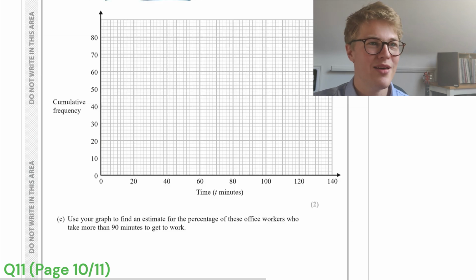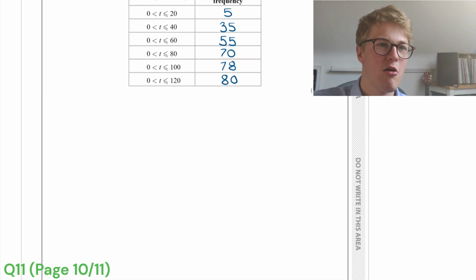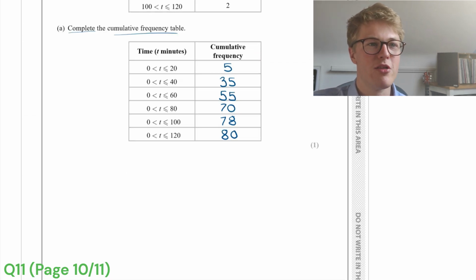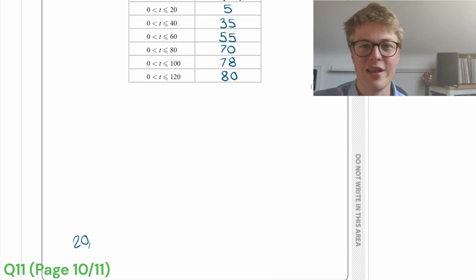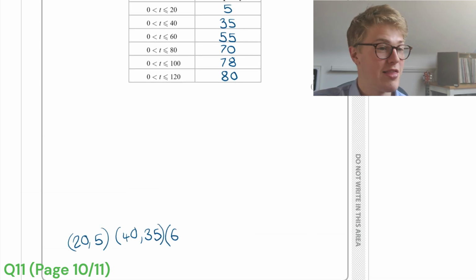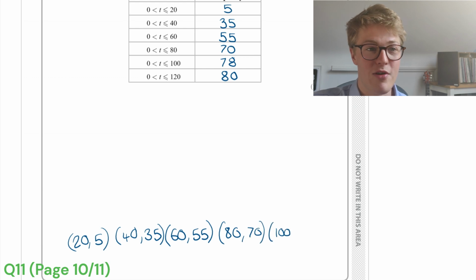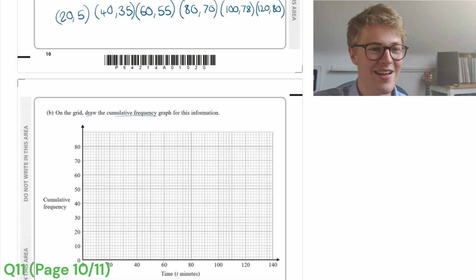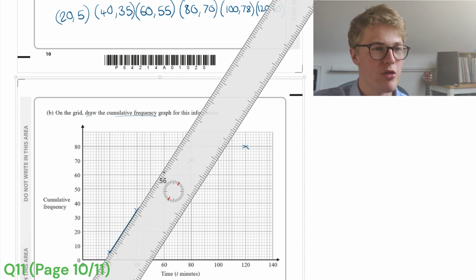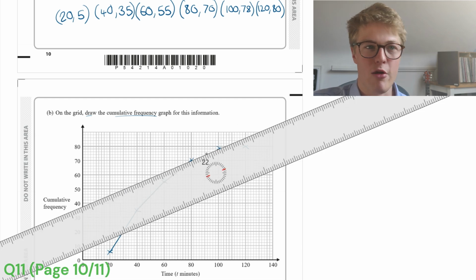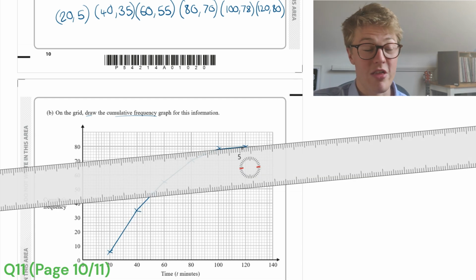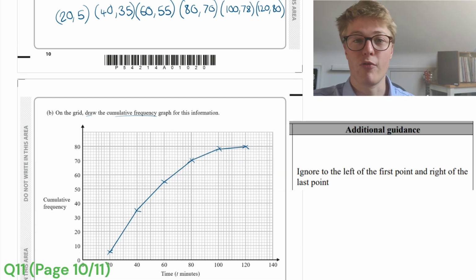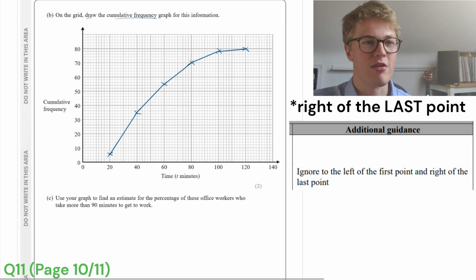Now moving on to part B. On the grid, draw the cumulative frequency graph for this information. So what we need to do is write out all of our points that we're going to need for this graph. So we've got 25, 40, 35, 60, 55, 80, 70, 178, and 120 and 80. So we plot all of these points on our graph, and then we just join them all up using straight lines. And you don't need to worry about 0, 0 or going past, because it says in the mark scheme, ignore the left of the first point and right of the second point. So just do it as I've done here.